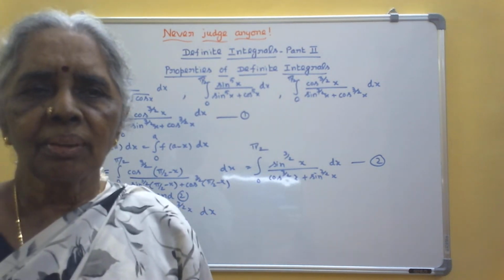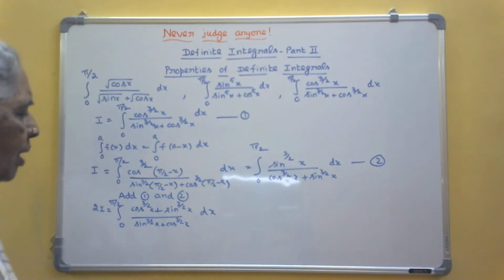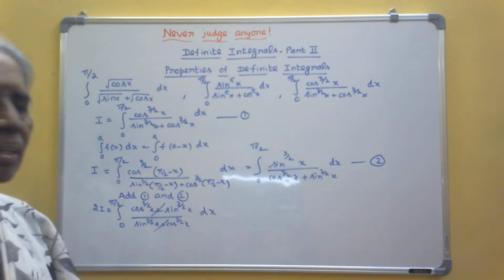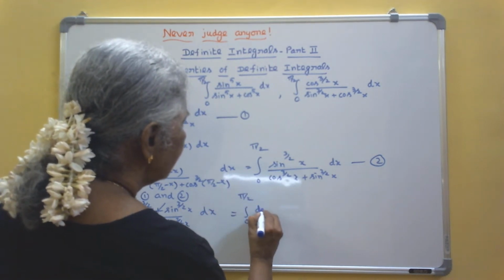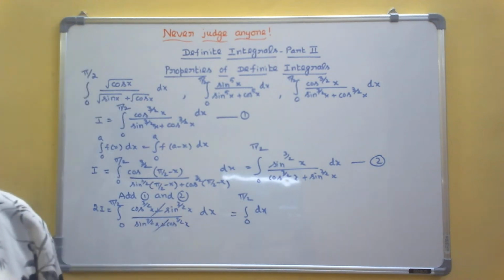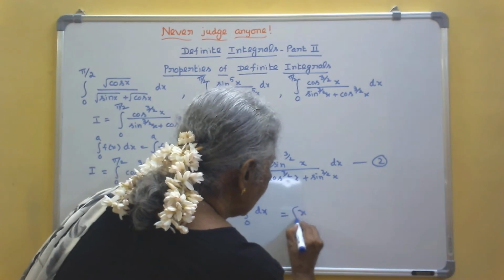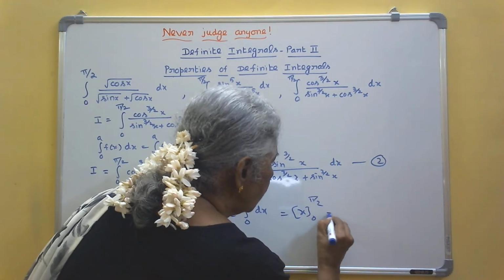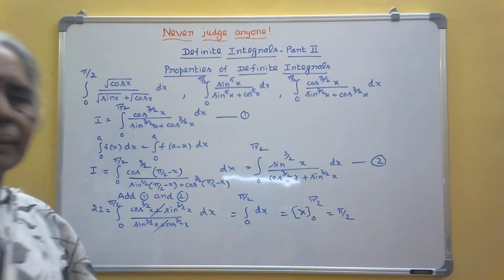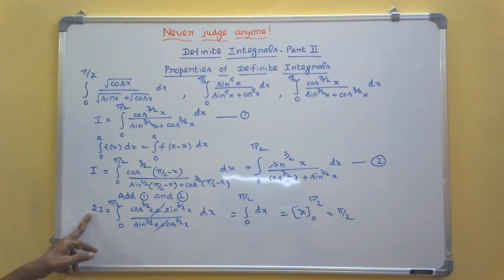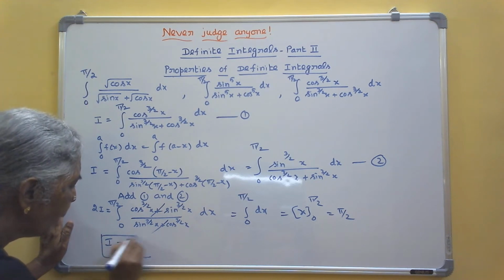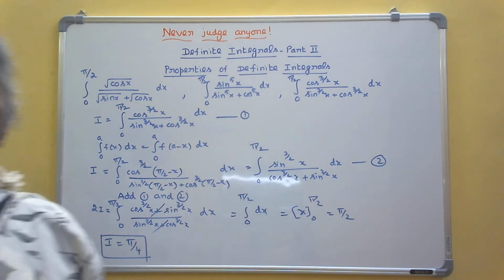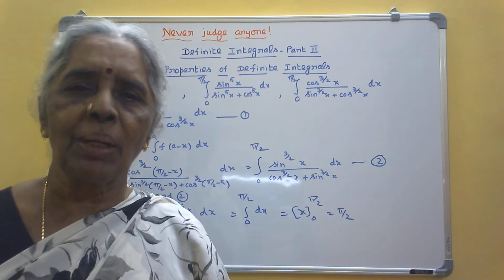What do you see now? The numerator and denominator are the same. So they will get cut in all the sums. So now I will be getting integral 0 to pi by 2, just dx, or it is 1 into dx. If you integrate, you will be getting an x within the limits 0 to pi by 2. That will be pi by 2 minus 0, which is pi by 2. You have 2I here. So I will be pi by 2 by 2, which is pi by 4. This is what I told you. The answer will be pi by 4 for all the sums.